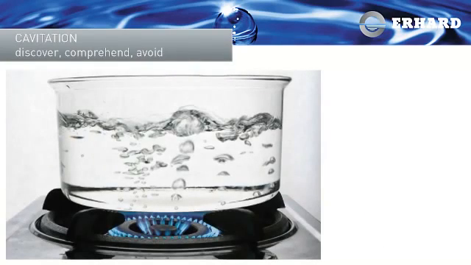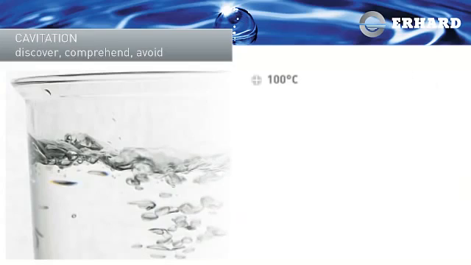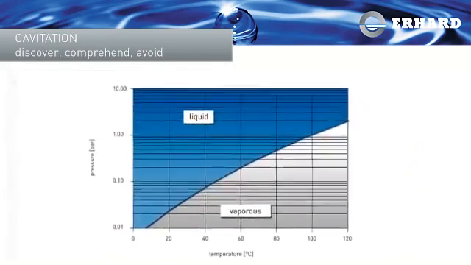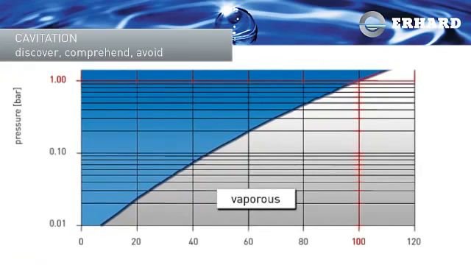We all know that water evaporates at 100 degrees Celsius, but only at 1 bar atmospheric pressure. If the pressure drops, the boiling point of water drops too. At 0.02 bar pressure, for example, water boils at 18 degrees Celsius.